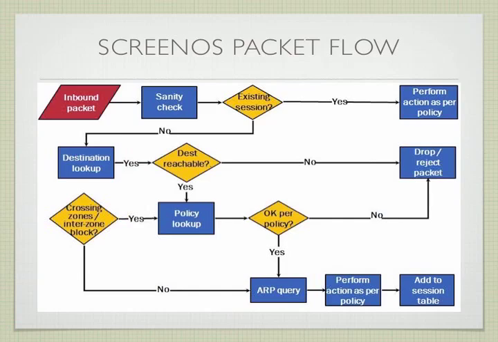So this is our basic packet flow. We look up the zone where the packet arrived. We look up the zone where we are forwarding it based on its destination. We check it against the policy to see if it's permitted or denied, and then we create the session with all the actions necessary for that session.